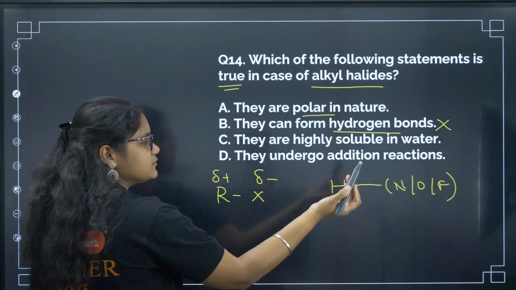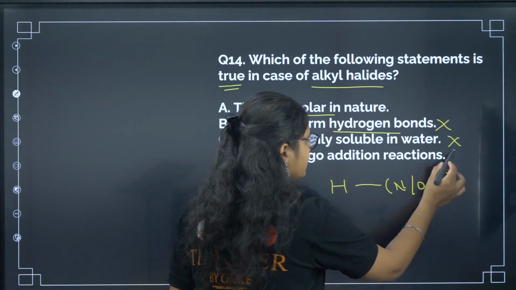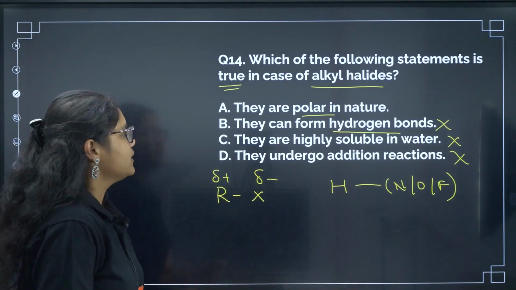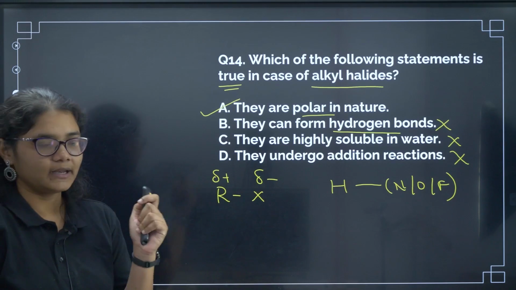Okay, they are highly soluble in water. If they cannot form hydrogen bond, they are not soluble in water. They can undergo addition reaction. No, unsaturated compounds can undergo addition reaction. So the correct statement is they are polar in nature. Correct option is option number A.